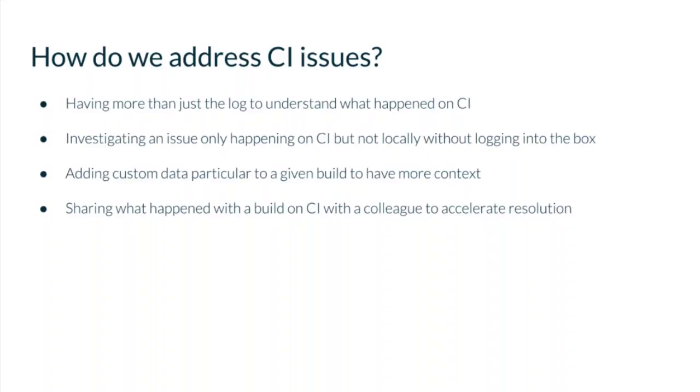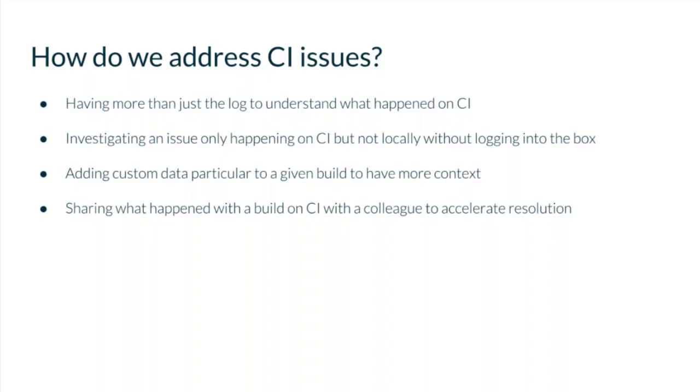Also, when we have a CI issue that doesn't happen locally, which I guess everybody has experienced in their career, it can be quite a pain because then you have to log into the box, rerun the build, hope that you can reproduce it, maybe add some debug information, and if you're unlucky, you don't even have access to the box. So we want to be able to still figure out what's going on or what happened if we cannot log into that box. We also want to add specific data about that build that will help us in case something goes wrong. Having that extra context about that specific build will help us once something goes wrong.